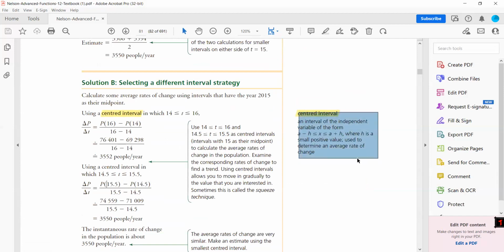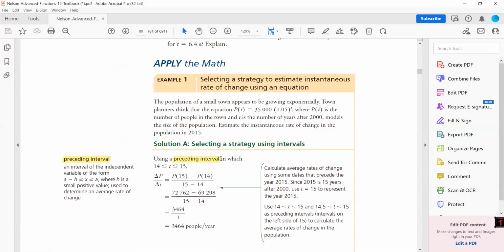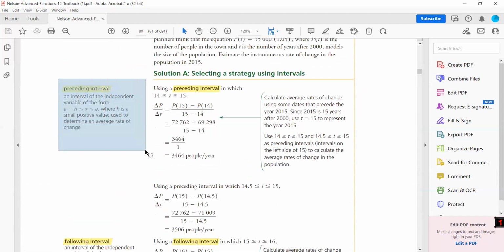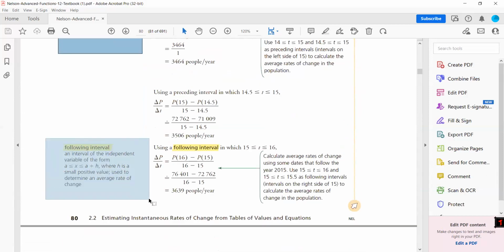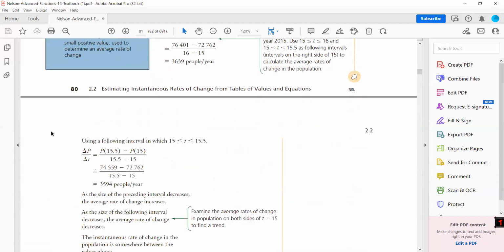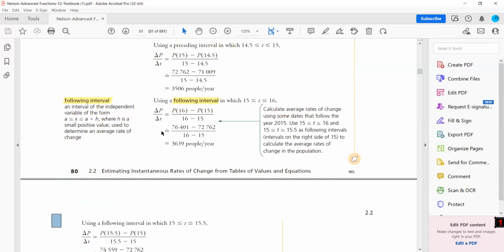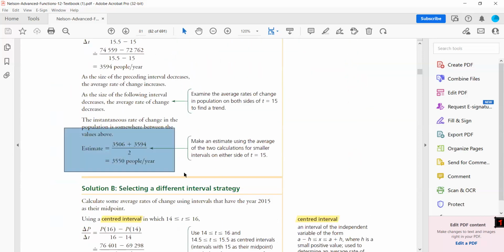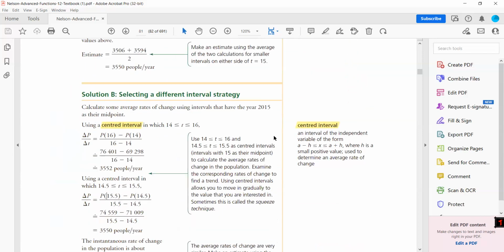Centered interval, second technique. So let's sum up. First technique, preceding interval with following interval, and then finding the middle ground between these two values, okay? And the second technique is centered interval, where we use our second value in between those two points, and we find the approximation by decreasing this range.